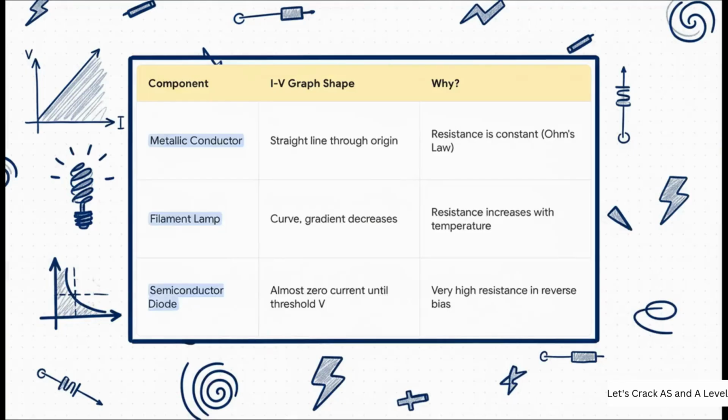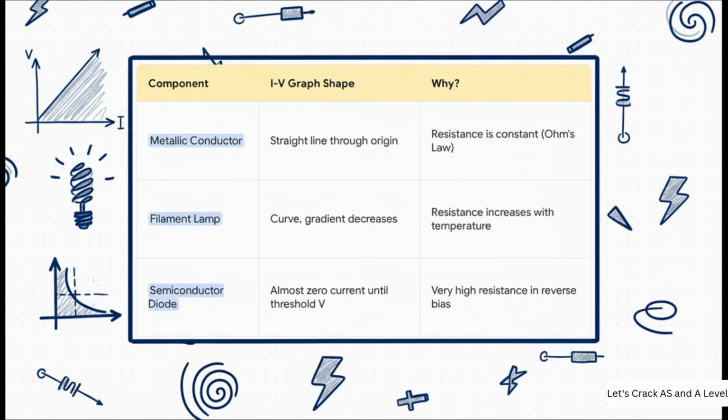Simple as that. Right, you absolutely must be able to recognize and sketch the I-V graphs for these 3 components. For a standard metallic conductor, it's just a perfect straight line right through the origin. That's Ohm's law. A filament lamp, though, is different. Its graph curves over because as more current flows, it gets hotter, and a hotter wire has more resistance. And finally, the semiconductor diode. Just think of it as a one-way street for current.